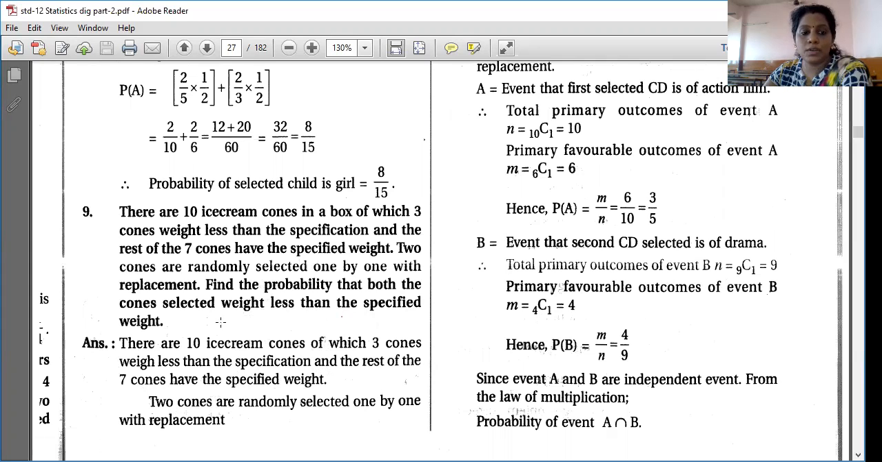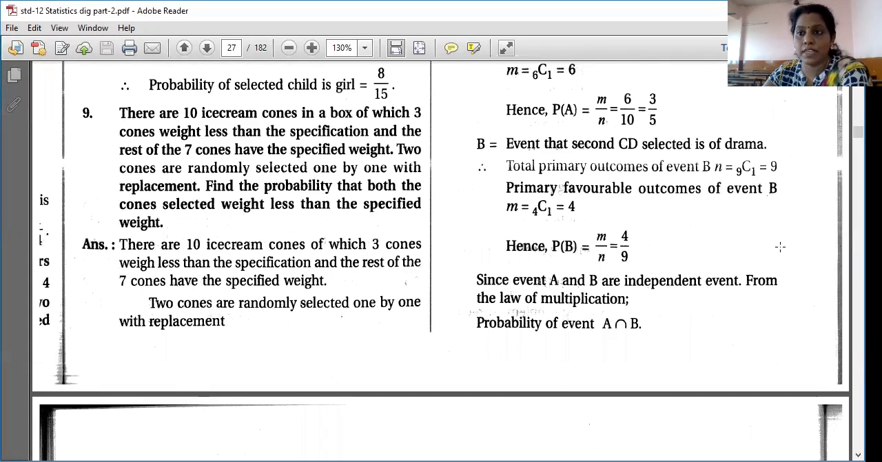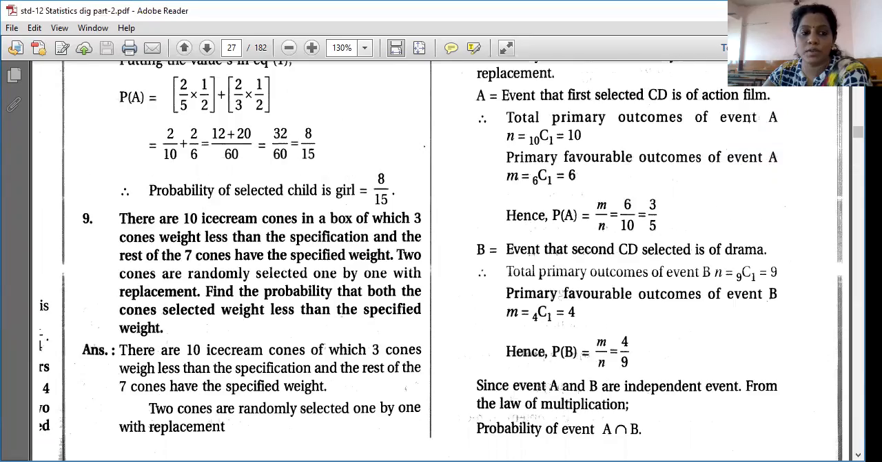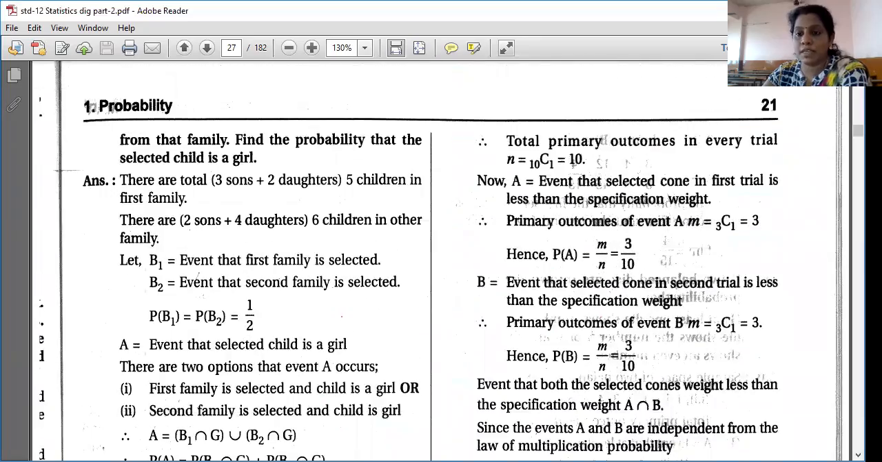Now it is said that 2 cones are randomly selected one by one with replacement. One by one with replacement means selected items can be used again. Okay, you should understand well the difference between with replacement and without replacement. Selected items can be used again. Here with replacement is given.